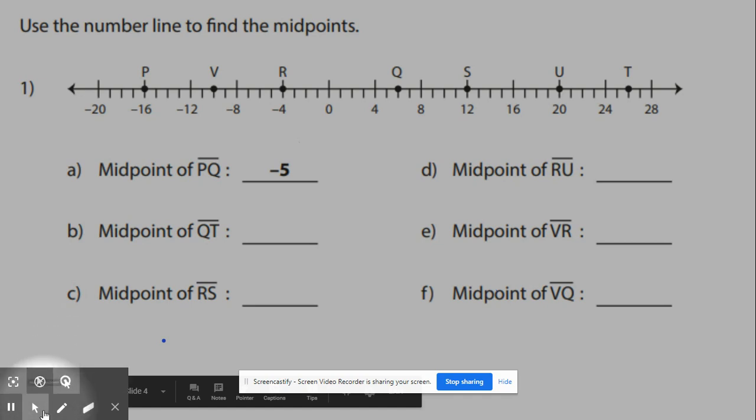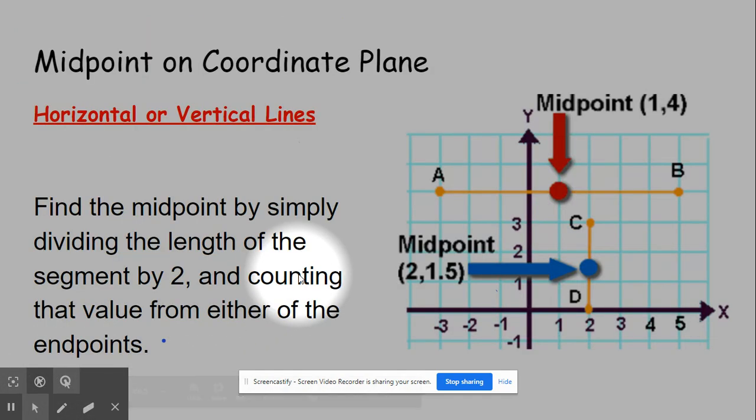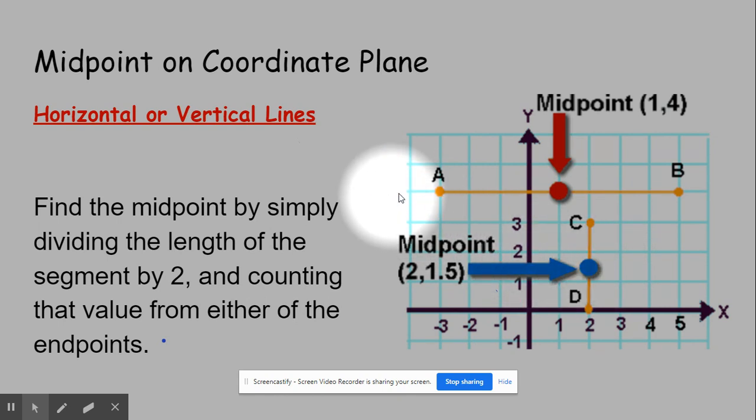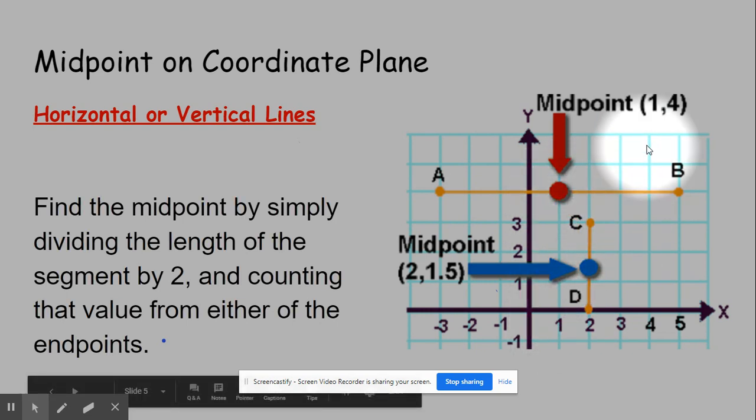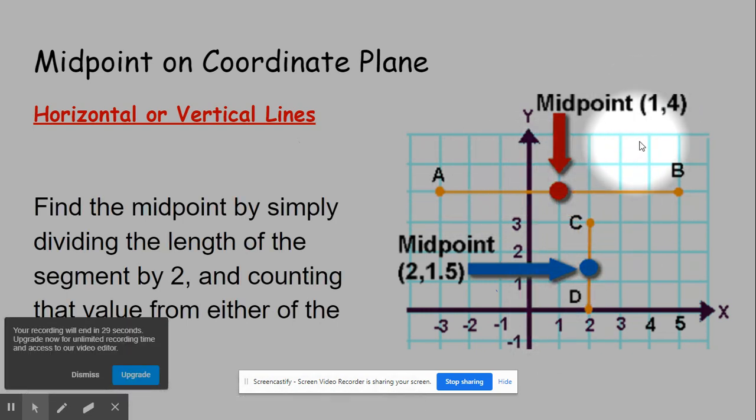So the last thing we want to look at is midpoint on a coordinate plane. If you're doing vertical or horizontal lines on a coordinate plane, they are done just like a number line. You count the distance across, you count back just like we just said. The only difference is you have to write the ordered pair. So for this point, the x value is 1, that's here. The y value is there.